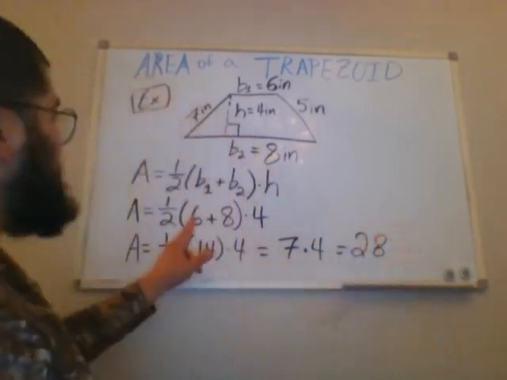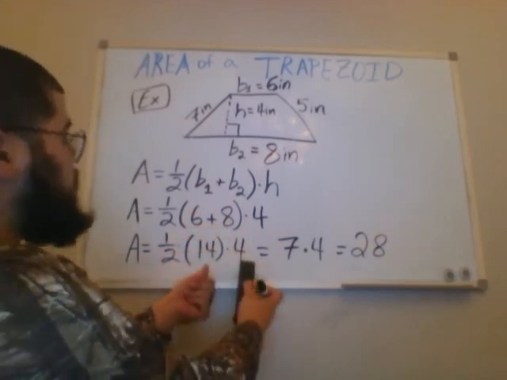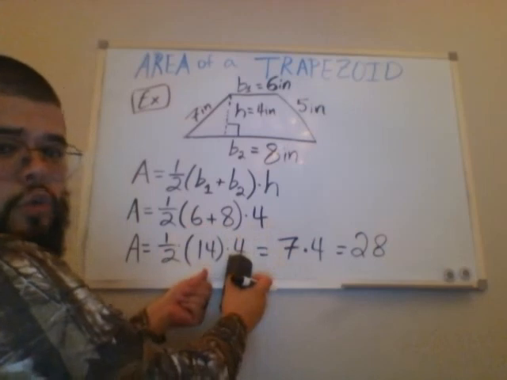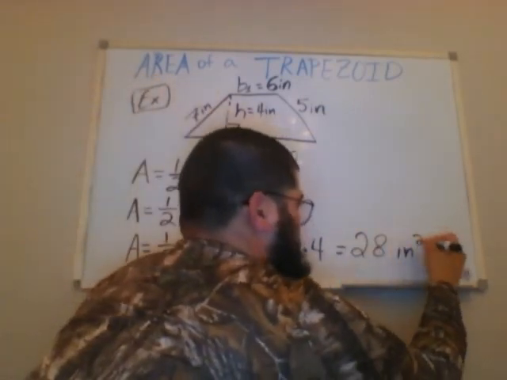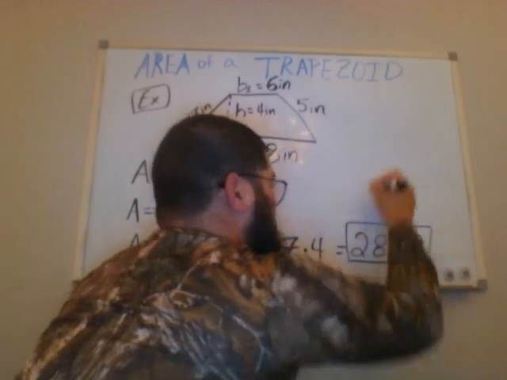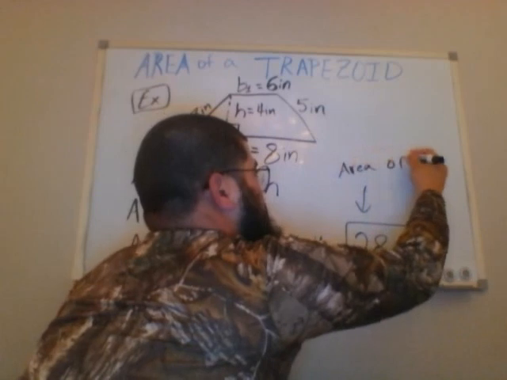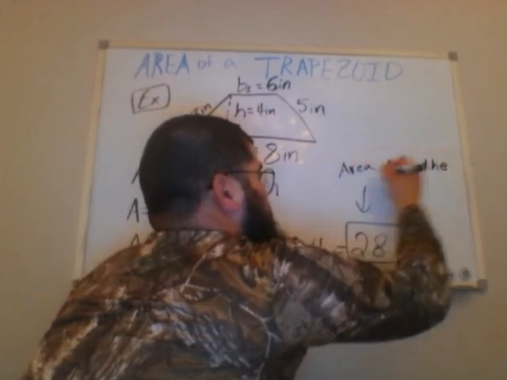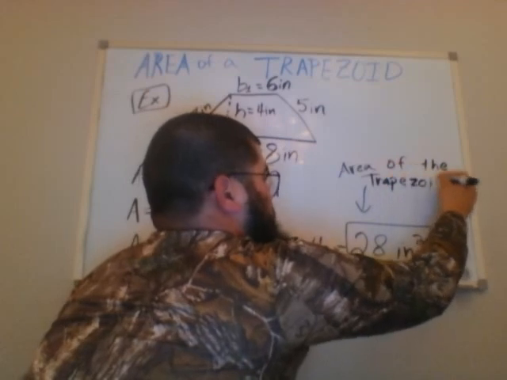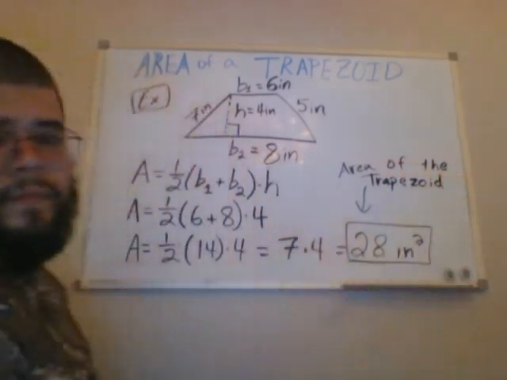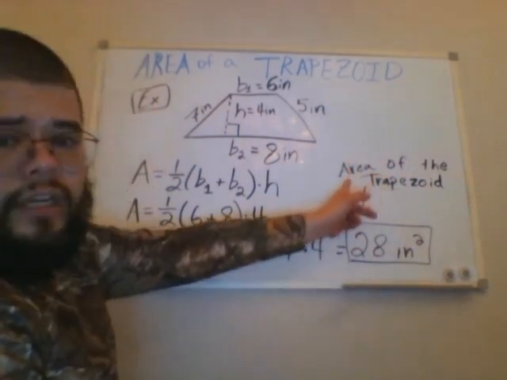And remember, we did 6 inch plus 8 inch. We got 14 inch. 14 inch times 4 inch. Inch times inch, we get inch squared. And this is the area of the trapezoid. Okay, this is the area of the trapezoid. Remember, our units have to be squared because we are talking about an area.